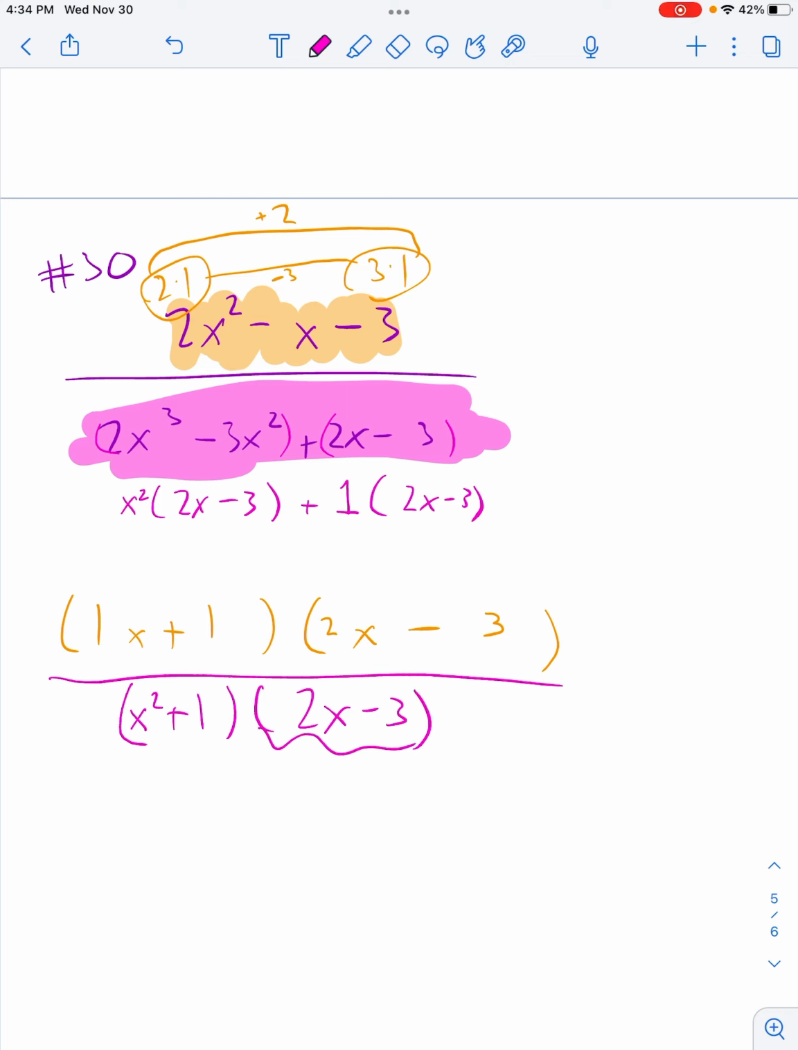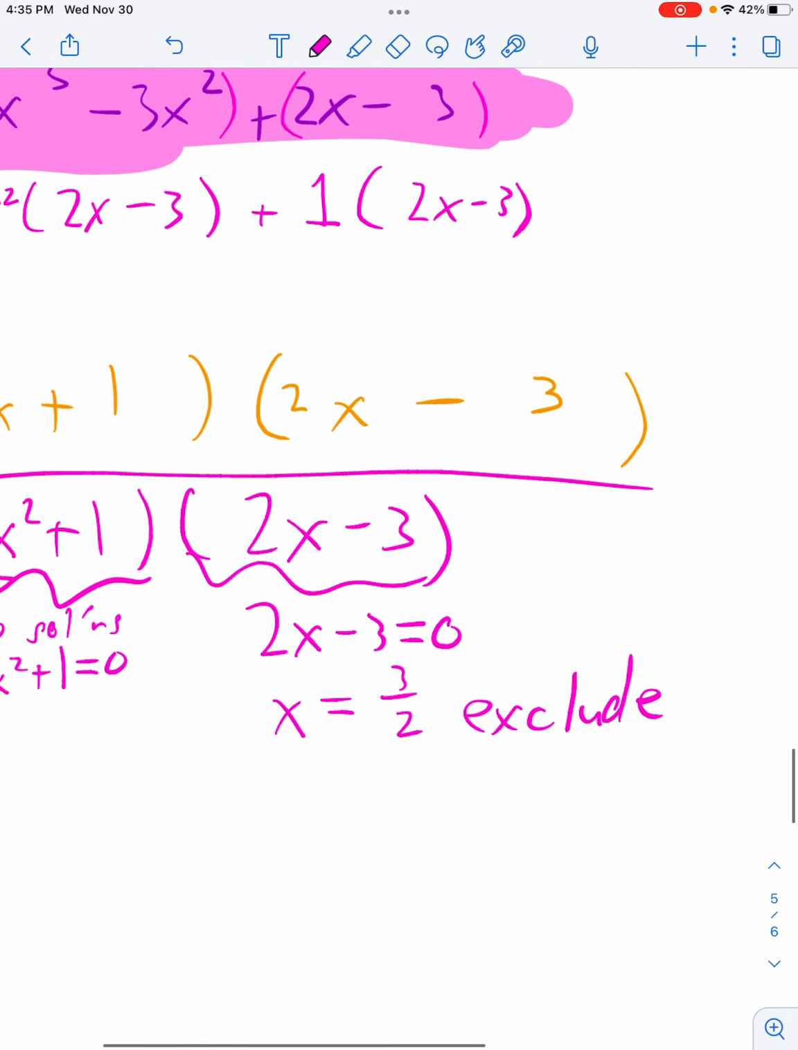Our excluded value down here, 2x minus 3 equals 0. That gives us an excluded value of 3/2, okay. This has no solutions. I'm not going to cross it out, but no solutions for x squared plus 1 equals 0. So that's not going to give us any excluded values, okay?